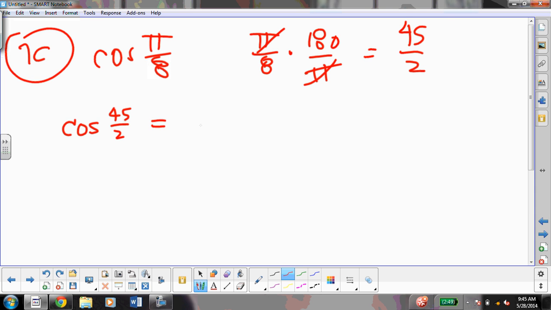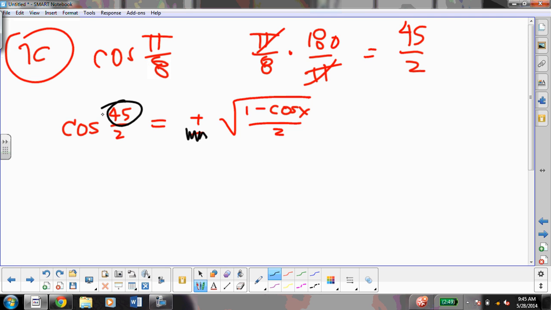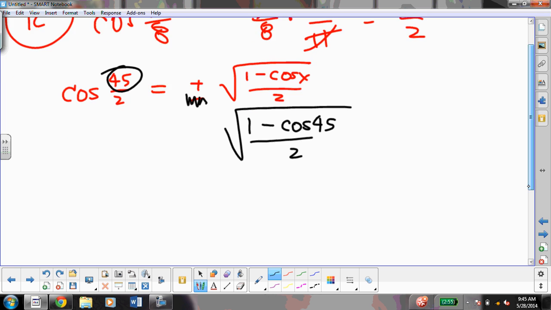is plus or minus the square root of 1 minus the cosine of x over 2. Now remember, the plus or minus is determined by whatever quadrant your original angle is in. Since we're in the first quadrant, we're just going to be positive. The x just refers to the top of the fraction. So it's the square root of 1 minus the cosine of 45 over 2.